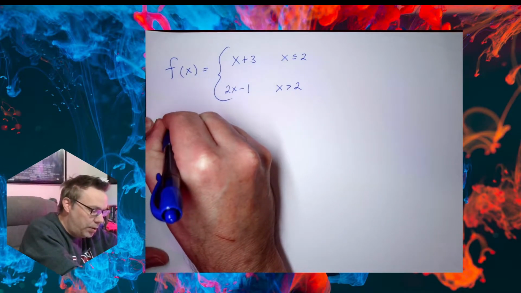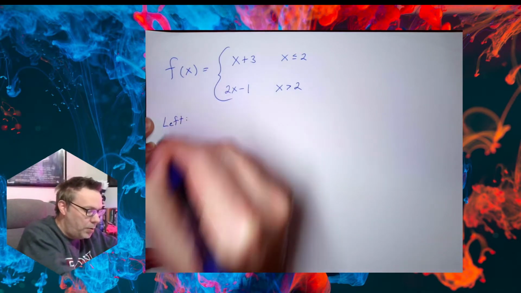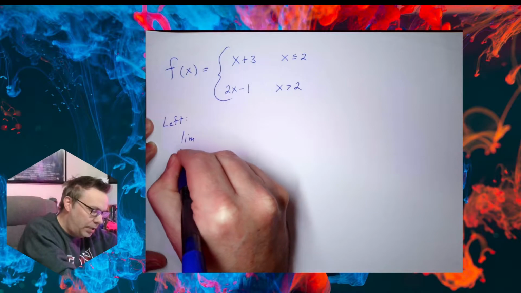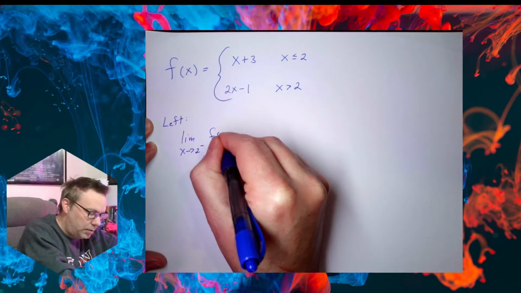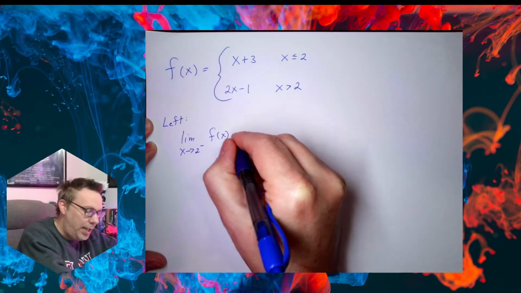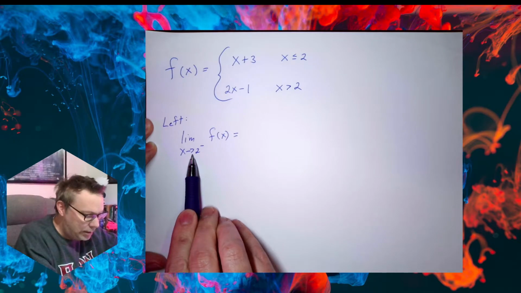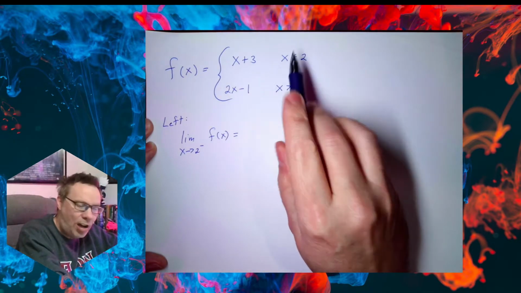Well, the first thing I want to do is the left-hand limit. So in this particular example, I am going to write down the limit as x approaches 2 from the left of f of x. Now, which specific rule am I going to use? X is approaching 2 from the left. That is going to be using the top rule.